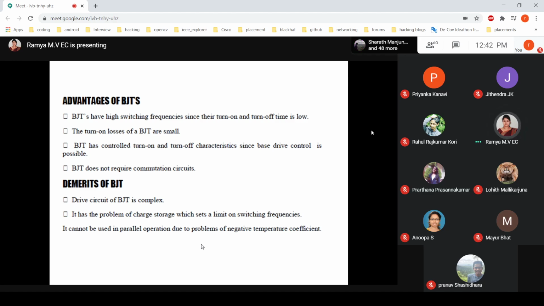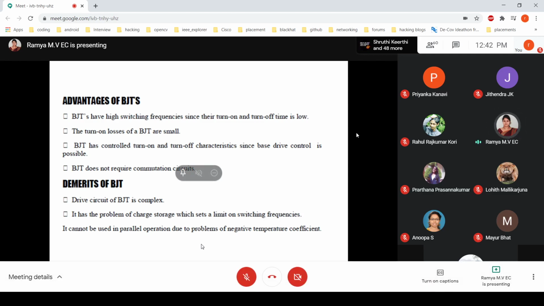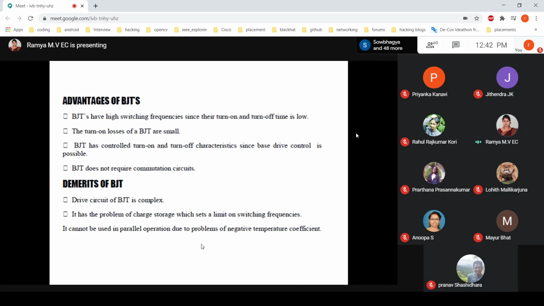Now the demerits of the BJT: the drive circuit of the BJT is complex, since another external driving circuit is required. It has the problem of charge storage, which limits the switching frequencies. It cannot be used in parallel operation due to problems of negative temperature coefficients. So some disadvantages we also have.